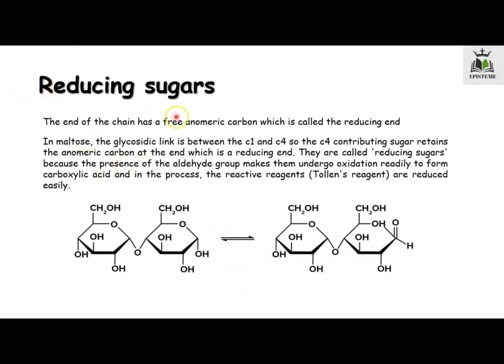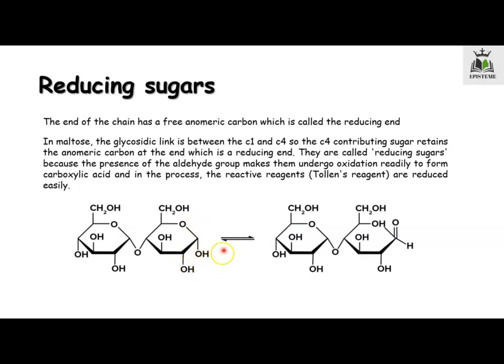The next topic is reducing sugar. We just talked about how in maltose, the second sugar's anomeric carbon is not contributing in the reaction, because carbon number 4 and carbon number 1 of the first sugar are contributing. As a result, the anomeric carbon of the second sugar is free, and this end is called the reducing end. Now, reducing end, what does that mean?